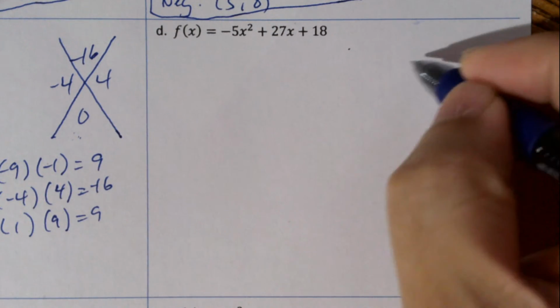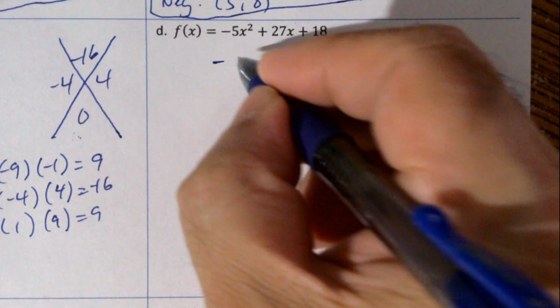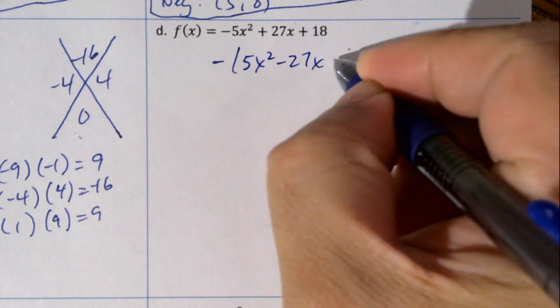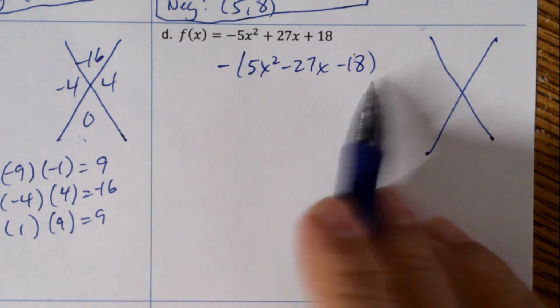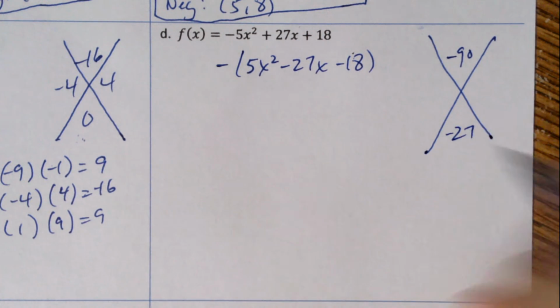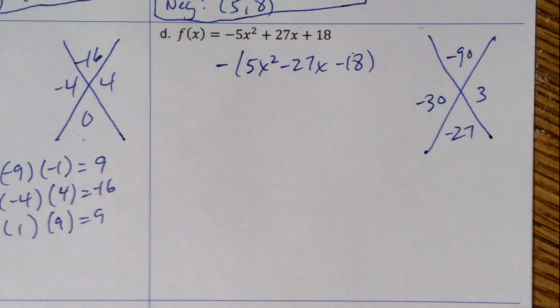Okay. So whenever you see a front number is negative, you're going to take a negative out. So that's going to be 5x squared minus 27x minus 18. So now we're going to use the Lizzie method. 5 times negative 18 is negative 90, and we need to make negative 27. To get that, it's negative 30 and positive 3.